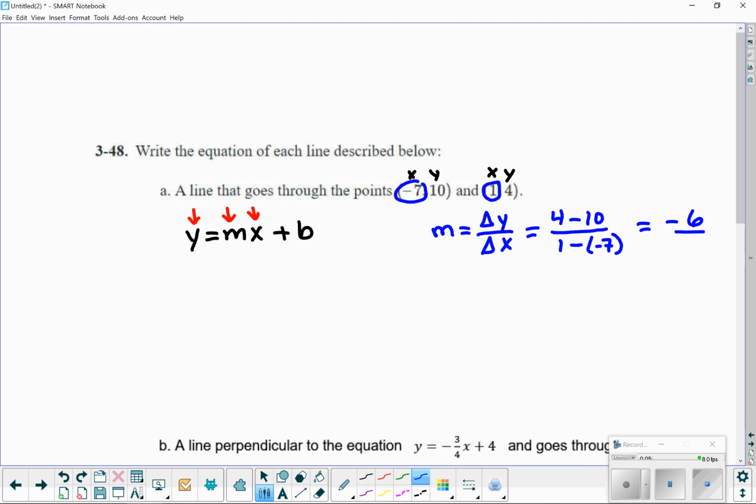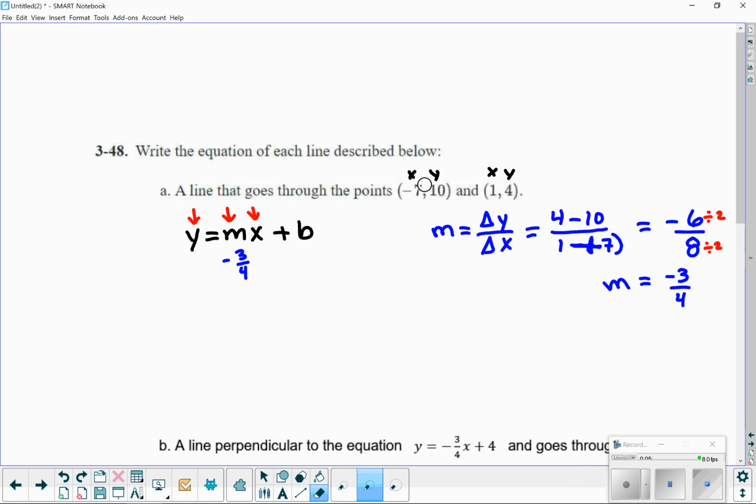And 1 minus negative 7, that actually makes a positive. So 1 plus 7 is 8. So your slope is negative 6 over 8. You can divide or reduce them both by 2. Negative 6 divided by 2 is negative 3. 8 divided by 2 is 4. So your slope is going to be negative 3 over 4. And that's what I'm going to put right here. Negative 3/4. Okay. So all of that worked just for your slope.